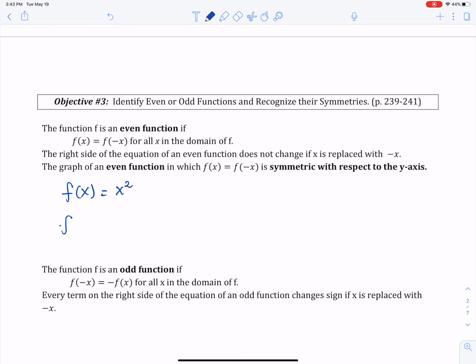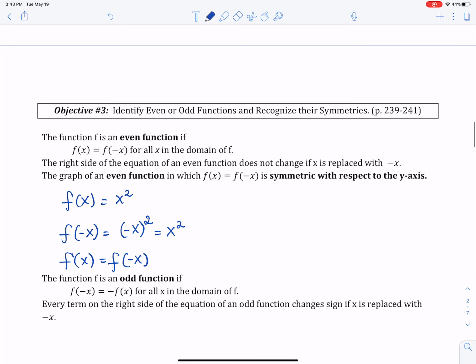Notice that if I plug in a negative x, that would make negative x here, but this negative x is squared. So negative x squared is the same as x squared. I can see that f of x is exactly equal to f of negative x. If that happens, we say this function is even.